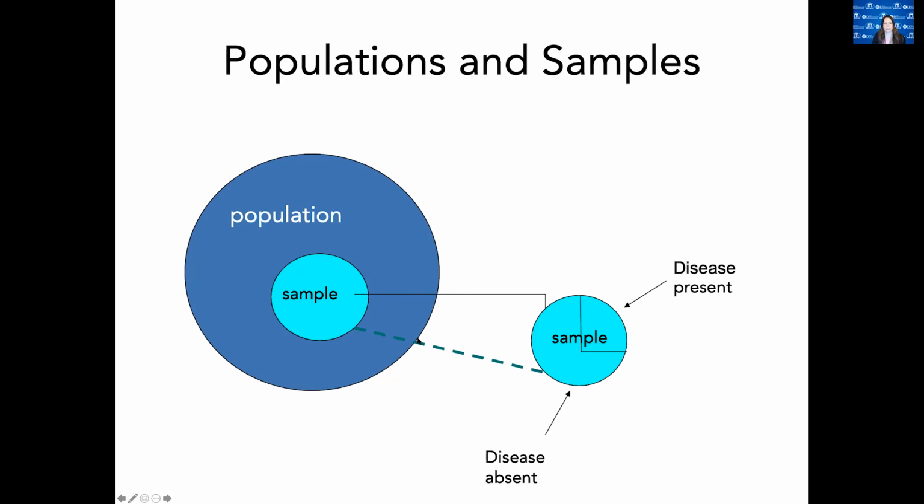And we draw a sample from the population that hopefully is representative of our larger population. And then we study to see whether the disease of interest is present or absent in our study sample. And then we may be interested in looking to see what kind of factors are associated with the presence or absence of disease in that sample. And our hope is that by studying these associations in a smaller sample, we can then extrapolate our findings to the larger population.